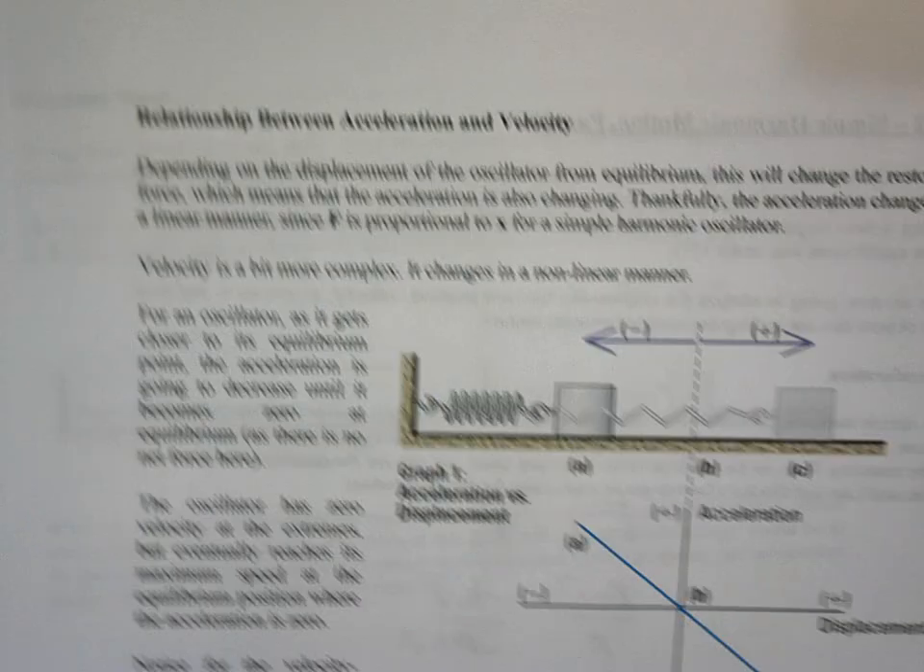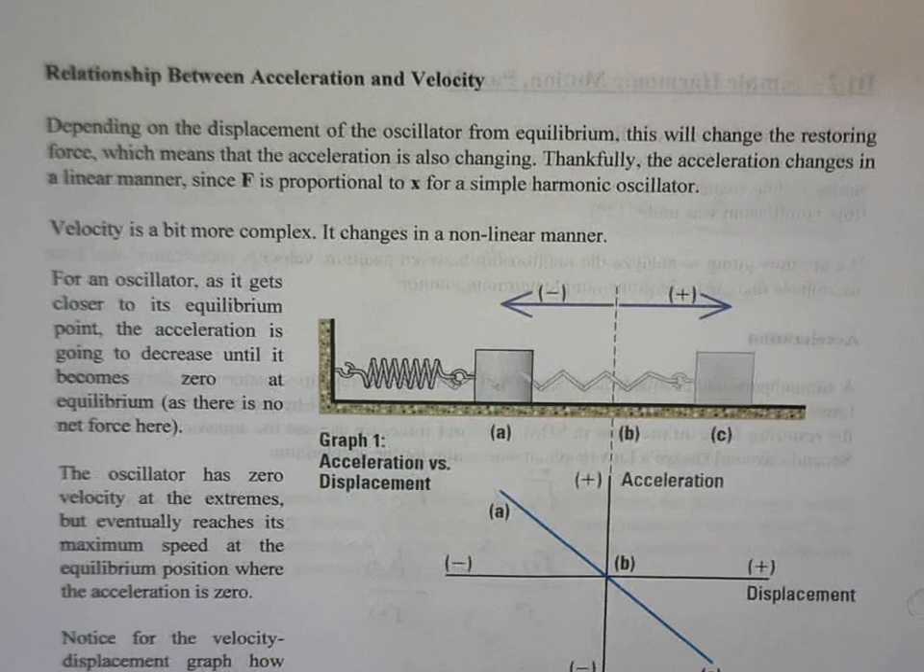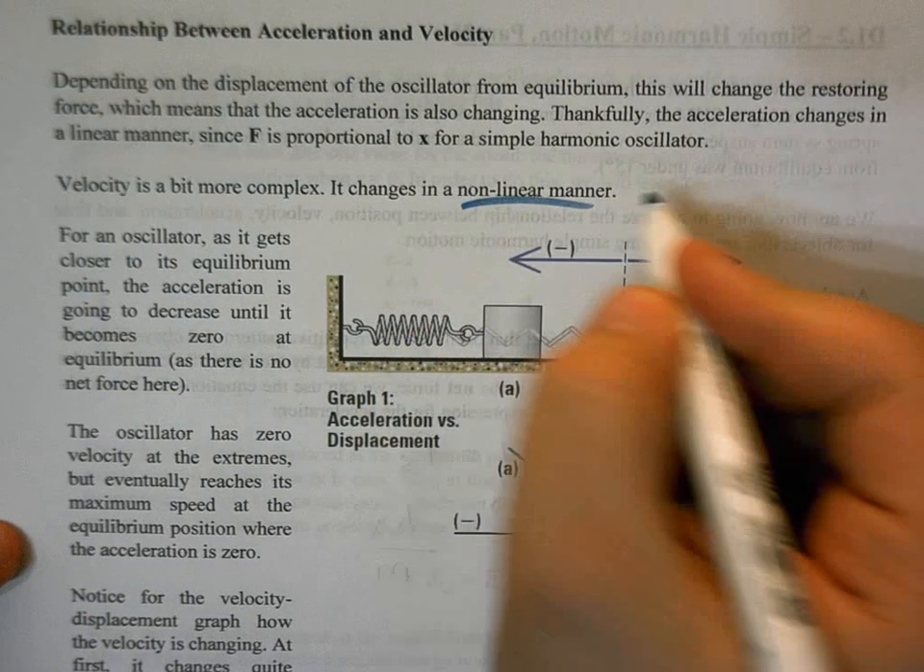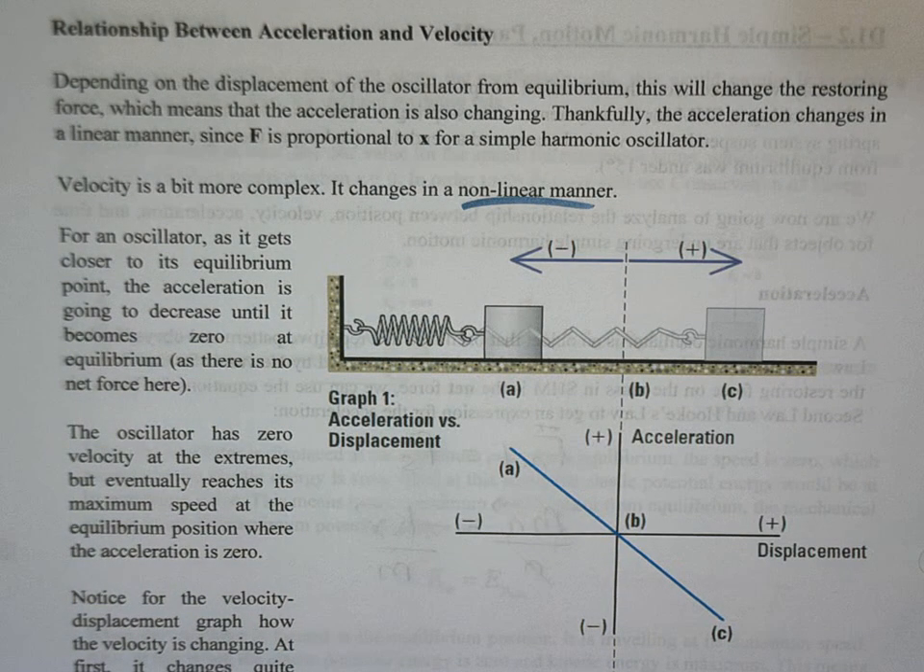What we want to look at now, though, is the relationship between acceleration and velocity. And it's a little bit more complex. So some of this is going to be a little bit hand-wavy. And as I mentioned earlier, when we do oscillators, we're a little bit restrictive on what we look at. We know that the force is proportional to x, so we know the acceleration is proportional to x. Velocity is going to be a bit more complicated. Velocity is actually going to change in a non-linear manner.